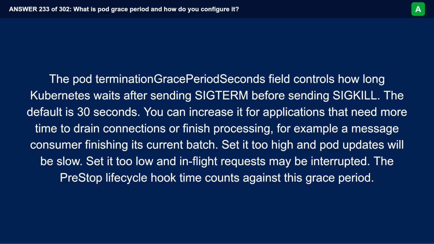Set it too high and pod updates will be slow. Set it too low and in-flight requests may be interrupted. The pre-stop lifecycle hook time counts against this grace period.